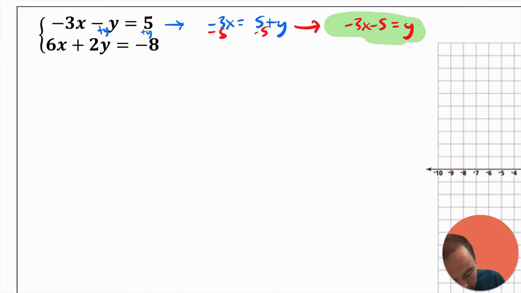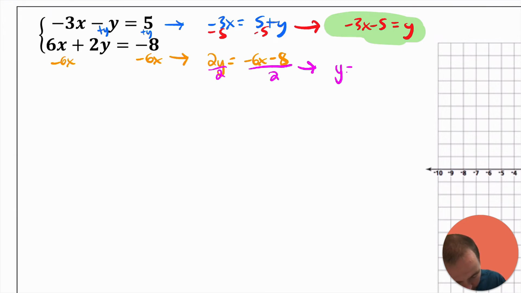And then similarly, I'm going to take the other equation and I'm going to solve that one for y. So with that one, we go ahead and subtract 6x from both sides. Then that is going to give you 2y equals -6x minus 8. And then from that, let's go ahead and divide both sides by 2. And that will give us a final result there of y equals -3x minus 4. And I'll just highlight that in purple.